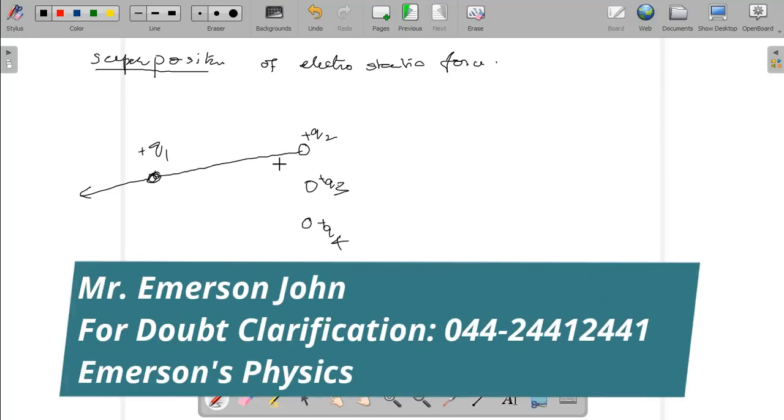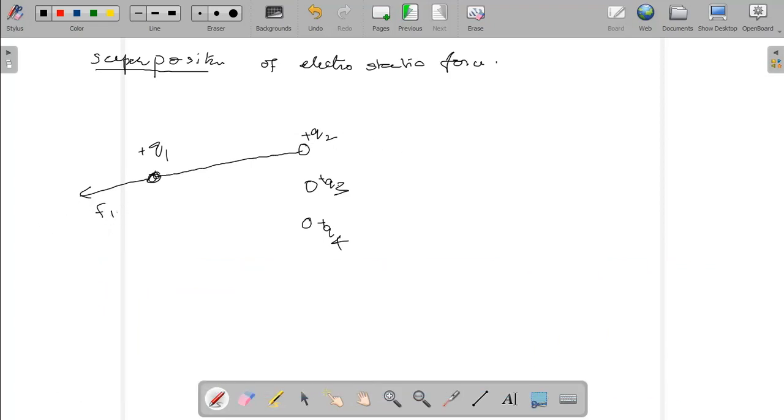What is the force offered by 2 on 1? This is the vector quantity. Next, the force offered by 3 on 1. This will be the force. Correct? This is the force offered by 3 on 1. What about this? This is the force offered by 4 on 1.